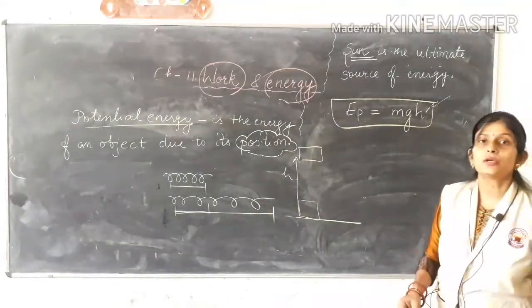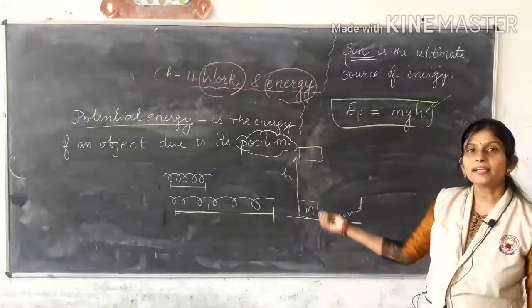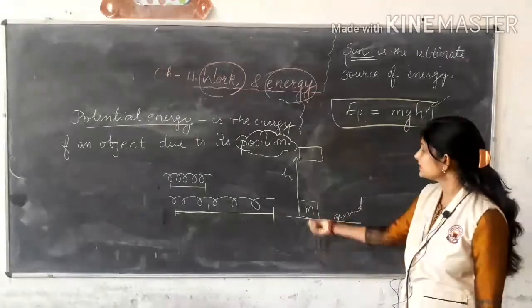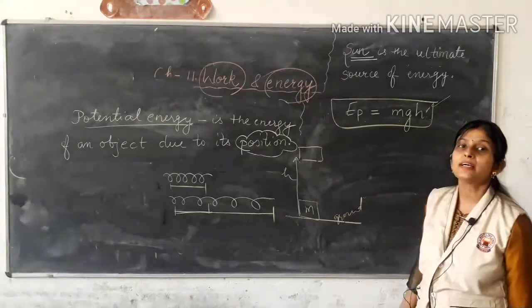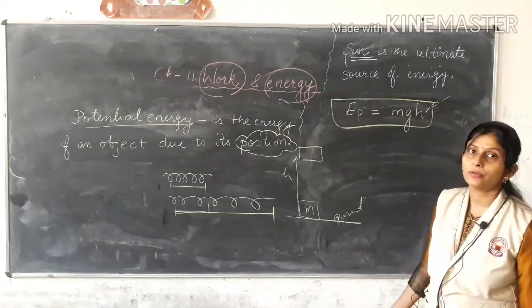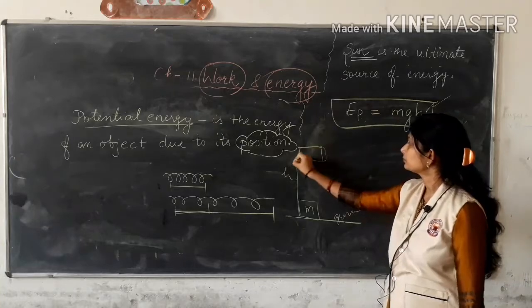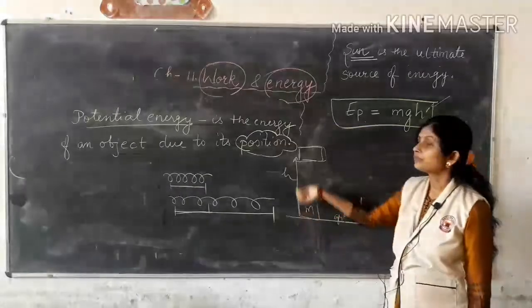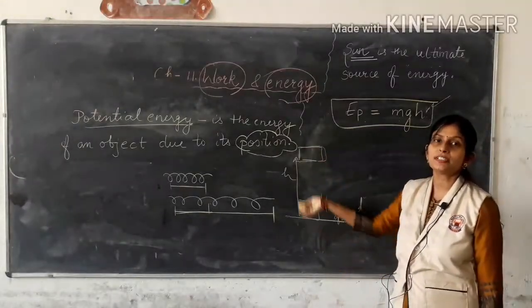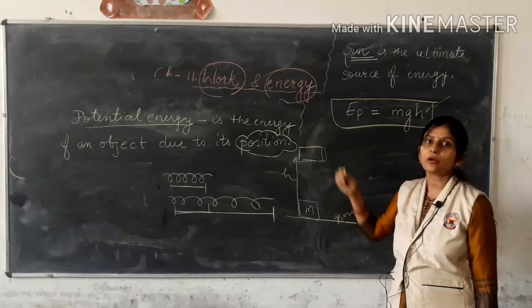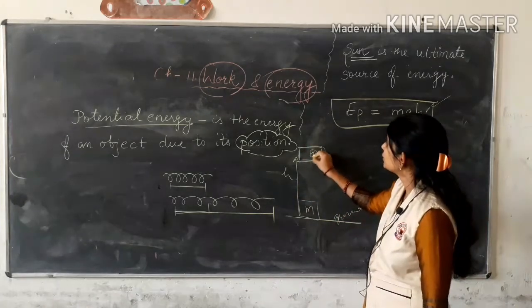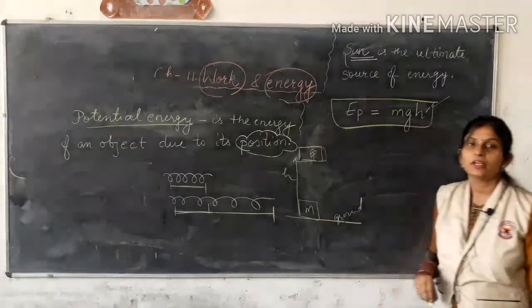Now, how is this equation derived? You can take this example. There is an object having mass m kept on the ground. Now it is raised to a certain height h. So due to this higher position or height, it acquires an energy called potential energy.